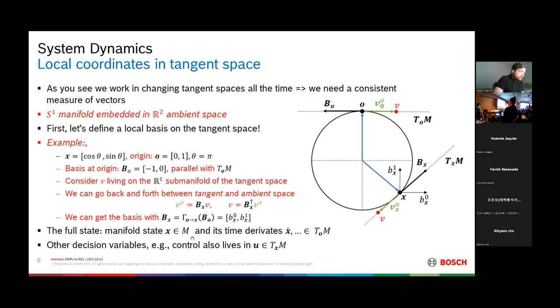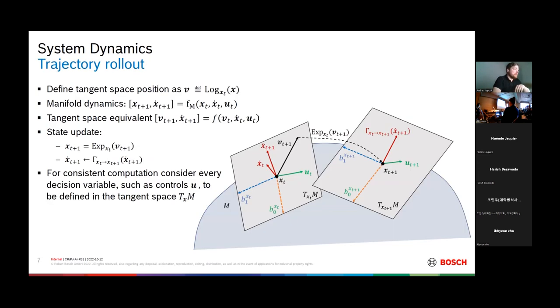which exists on the manifold. And we consider its time derivatives, x dot and others, also to be part of the tangent space of the state on that manifold. Sorry, this should be T_x M. And we also consider other variables such as controls defined in this manifold. In this way, as soon as the state changes and we parallel transport the variable, our computation will remain consistent. So how does this play out for rolling out the dynamics?